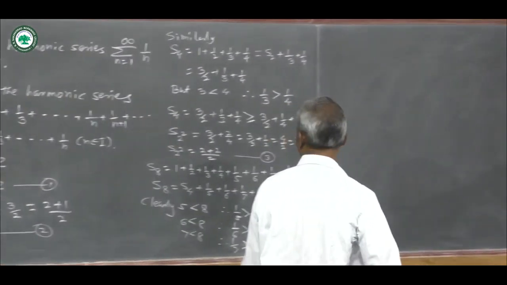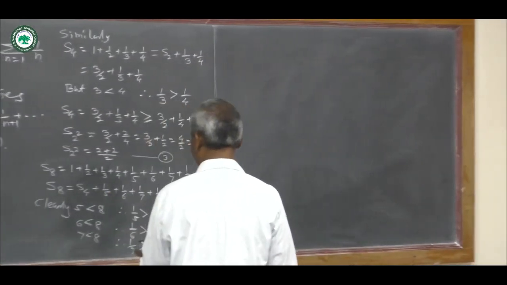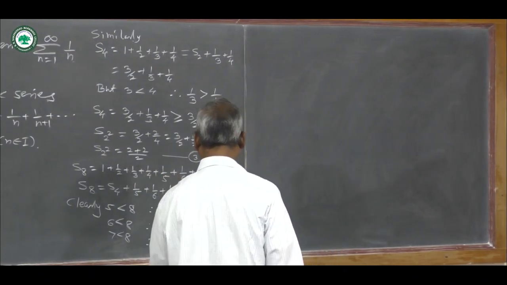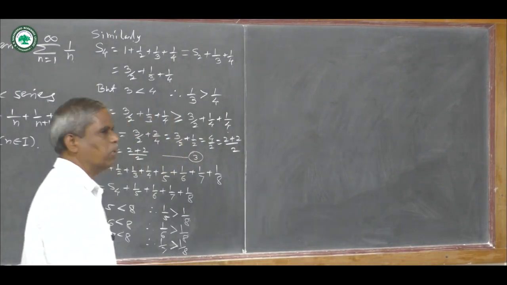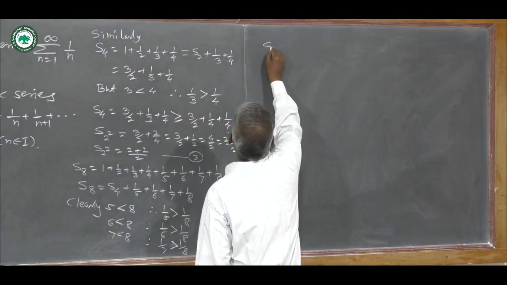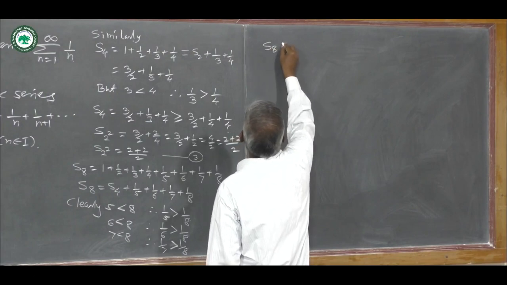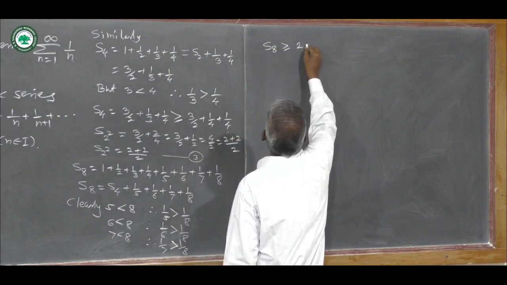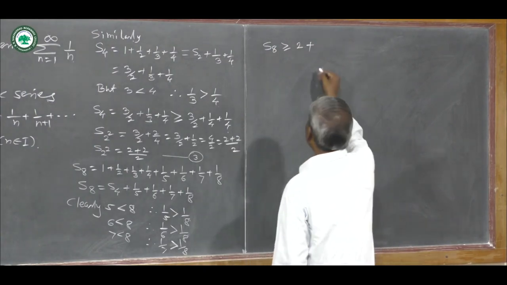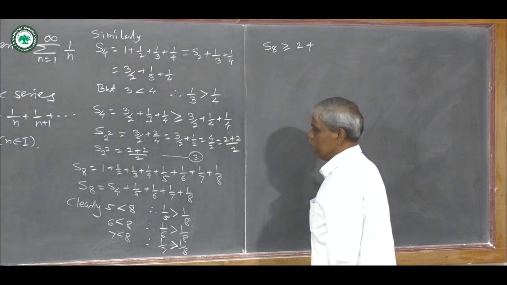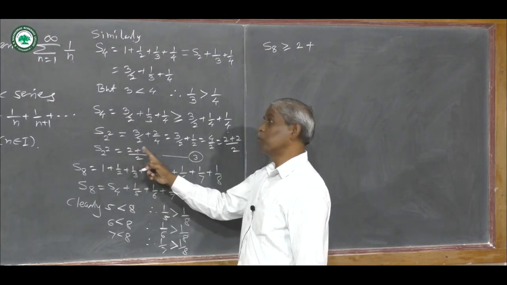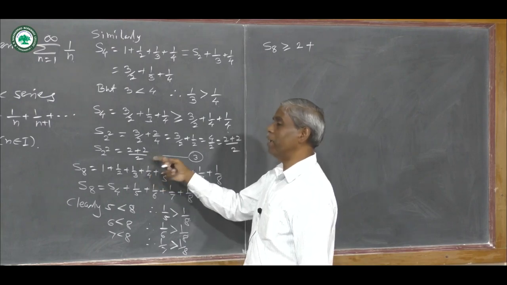Writing the value of S4 and replacing 1 upon 5, 1 upon 6, 1 upon 7 by 1 by 8 each, we obtain S suffix 8 is greater than or equal to 2 plus 1 by 8 plus 1 by 8 plus 1 by 8 plus 1 by 8. 2 is the value of S4, since S suffix 4 is 2 plus 2 upon 4, which is 4 by 2, equal to 2.